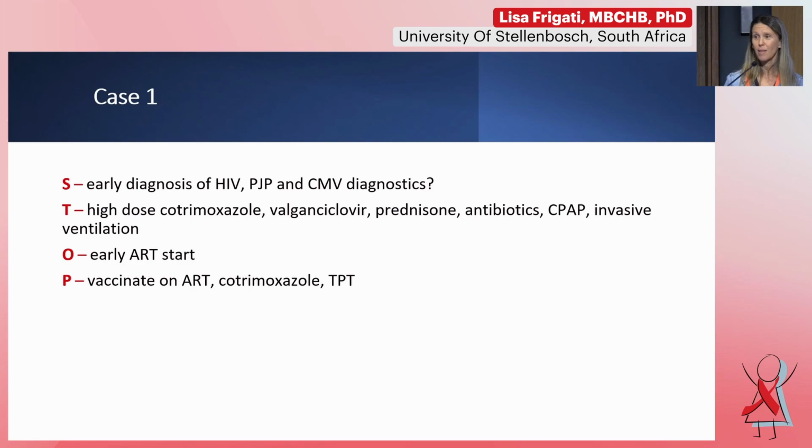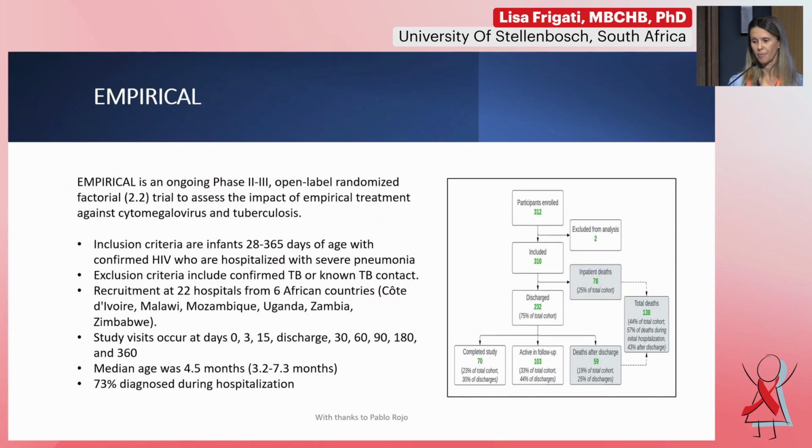We could have screened. I think early diagnosis is hugely important. It's the gateway to cotrimoxazole prophylaxis and early ART initiation. We treat, as I mentioned before, we could optimize by using early ARVs, and we need to prevent, we need to vaccinate according to standard EPI vaccinations, and we need to give cotrimoxazole prevention as well as TPT.